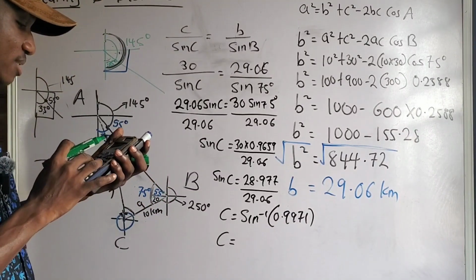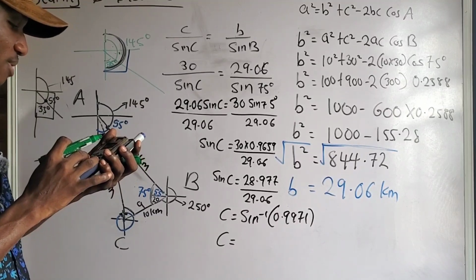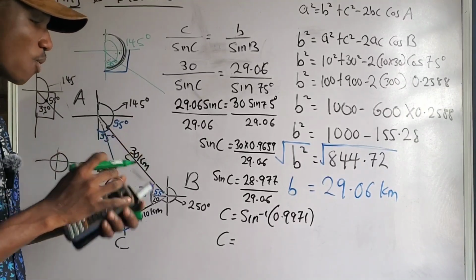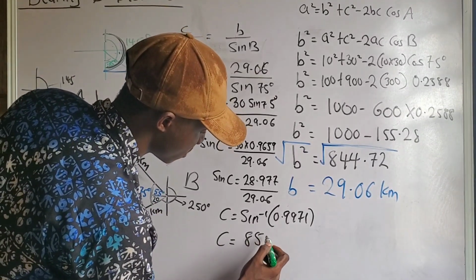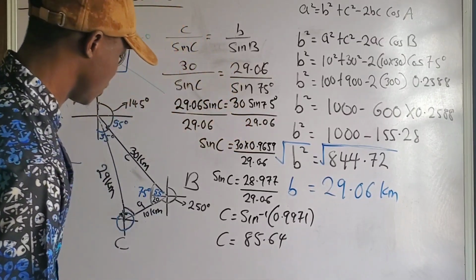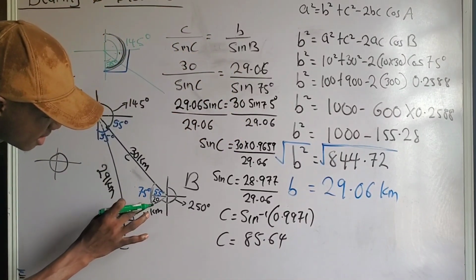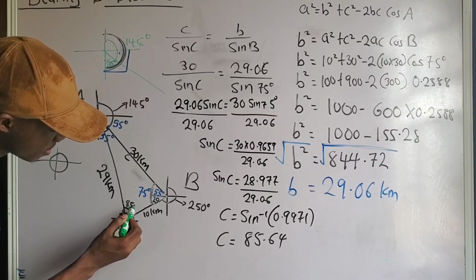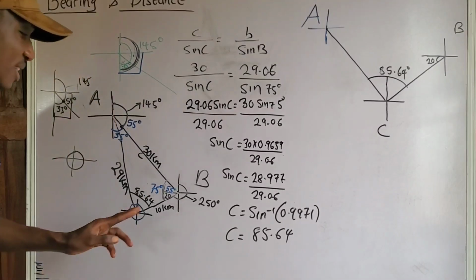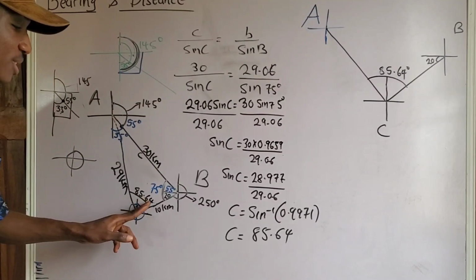The sine inverse of 0.9971 is 85.64. So the angle here is 85.64.